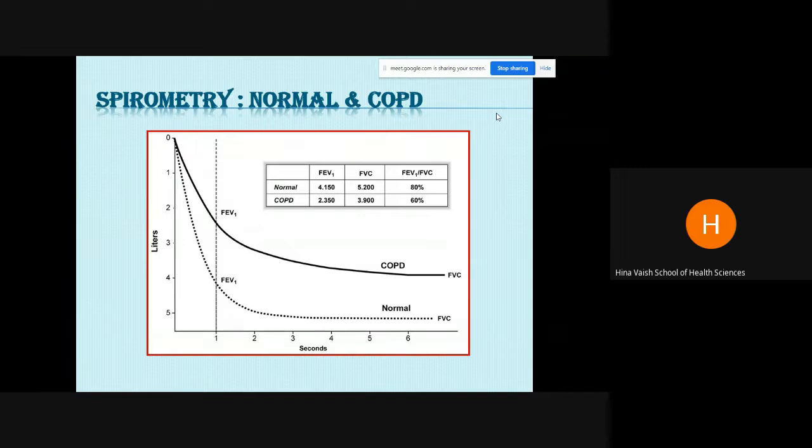You will divide this 2.35 by 4.15, and then you will multiply it by 100. So this shows that this FEV1 is approximately 56%. It is seen that here it is 4.15 and this is 2.35. So approximately it is in the range of 50 to 60%, right? Roughly, if we calculate, it's coming as 56.6%.